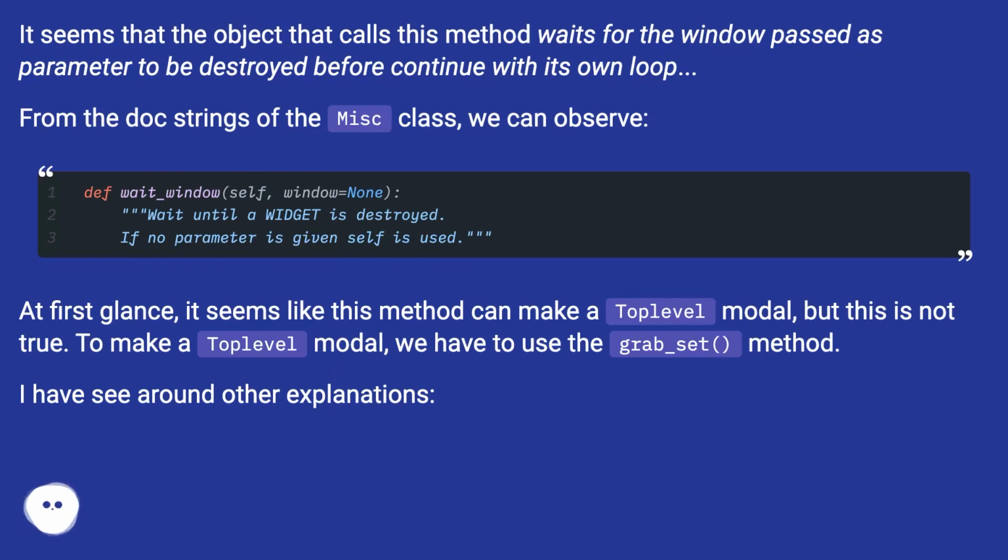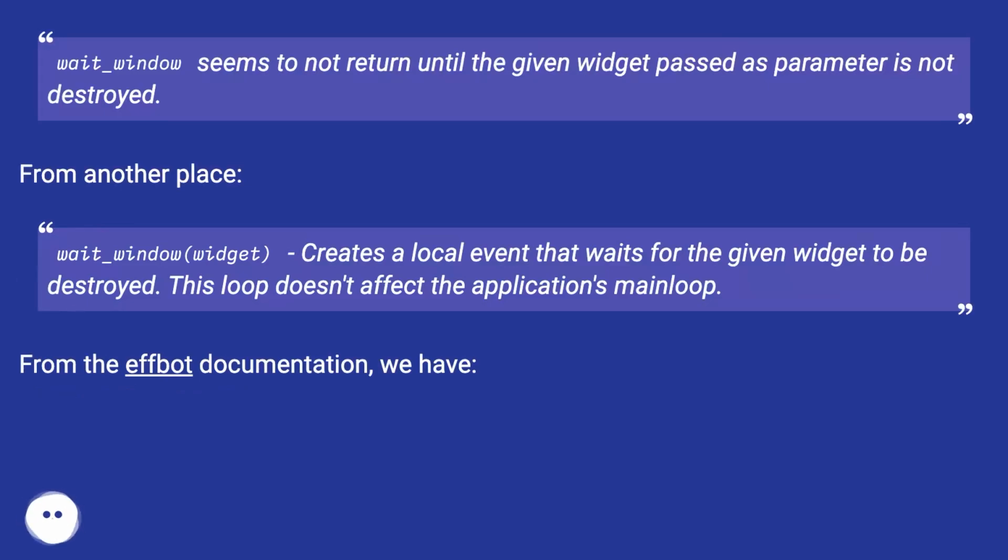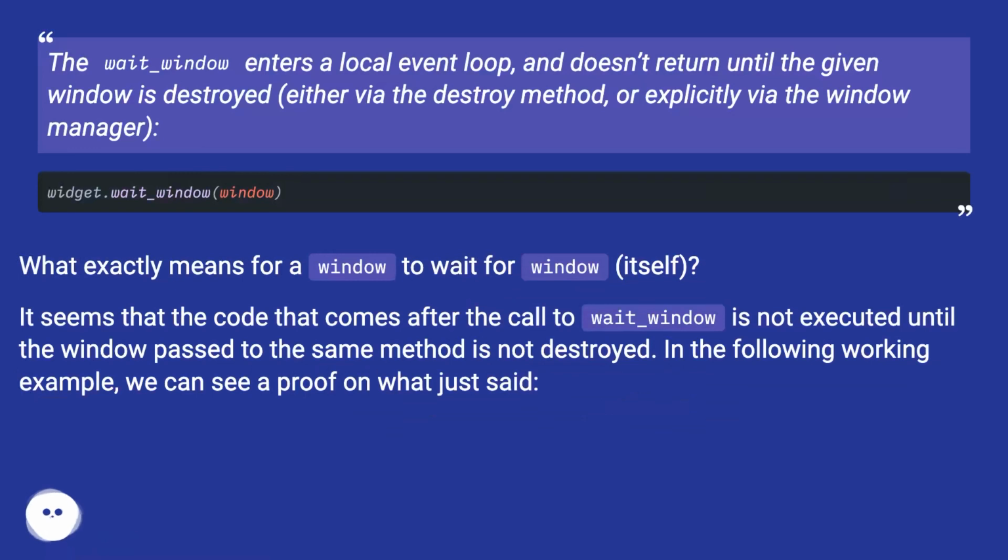I have seen other explanations around. Wait_window seems to not return until the given widget passed as parameter is destroyed. From another place: wait_window creates a local event loop that waits for the given widget to be destroyed. This loop doesn't affect the application's main loop. From the Tk documentation, we have: wait_window enters a local event loop and doesn't return until the given window is destroyed, either via the destroy method or explicitly via the window manager.